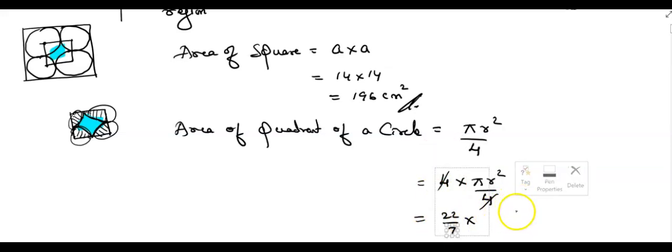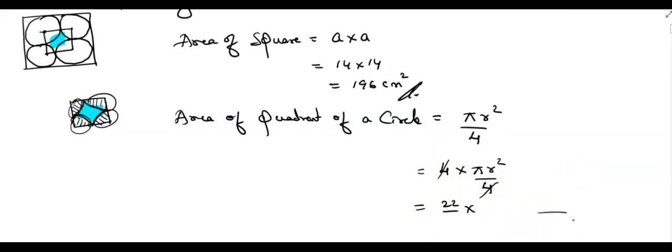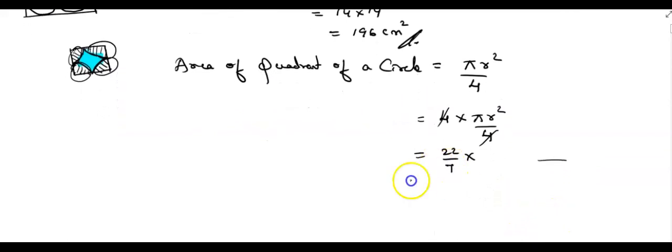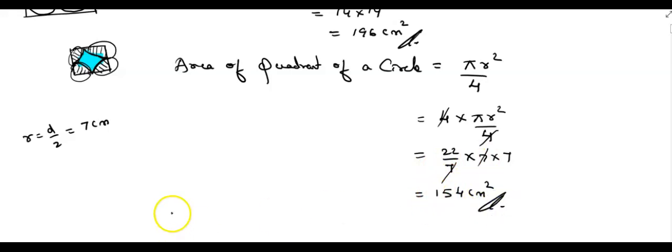How much is the radius? The radius is half of the diameter. The diameter is 14, so 14 by 2, that is 7 centimeter. That's nothing but 7 into 7. 7 get cancelled. 22 into 7 is 154 centimeter square.